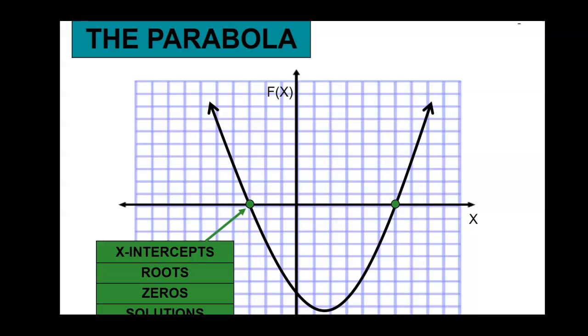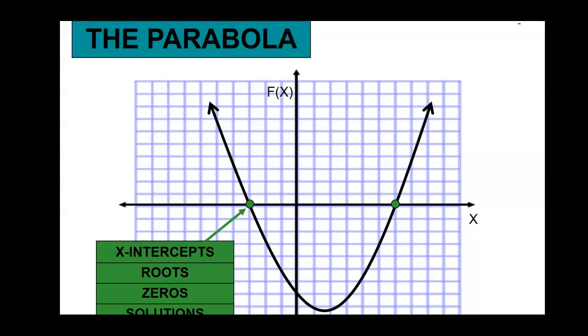Okay, important parts of the parabola that you should know. These points on the parabola where it's crossing the x-axis actually have multiple names. So graphically, because they're crossing the x-axis, we say x-intercepts. Is that okay with everybody? Does that make sense? Okay. They're also referred to as the roots, zeros, or solutions of the equation.